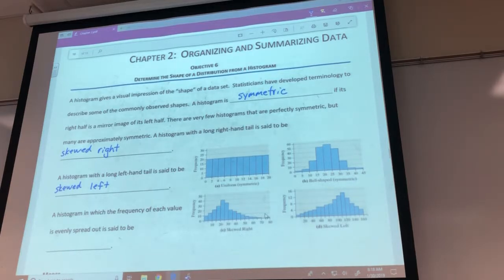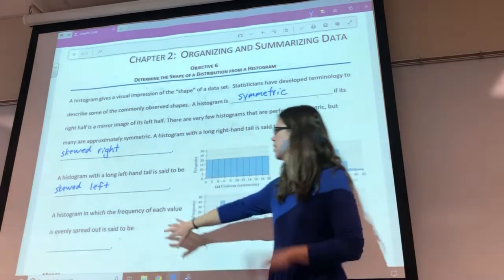Anytime it's skewed, look to see where the tail is, not the peak, and that'll tell you what direction it's skewed. Okay. And then this one down here I included as well.